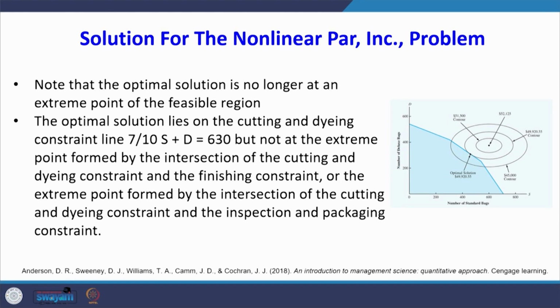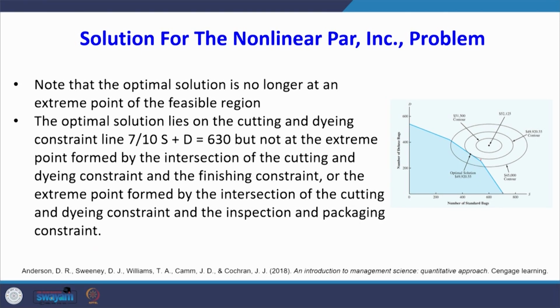Note that the optimal solution is no longer at an extreme point of the feasible region. When we solved the linear programming problem, the optimal solution was lying on a corner point, but that is not the case here in the nonlinear problem. So, the optimal solution lies on the cutting and dyeing constraint, 7/10 s + d = 630, but not at the extreme point formed by the intersection of the cutting and dyeing constraint and the finishing constraint, or the extreme point formed by the intersection of the cutting and dyeing constraint and the inspection and packaging constraint.